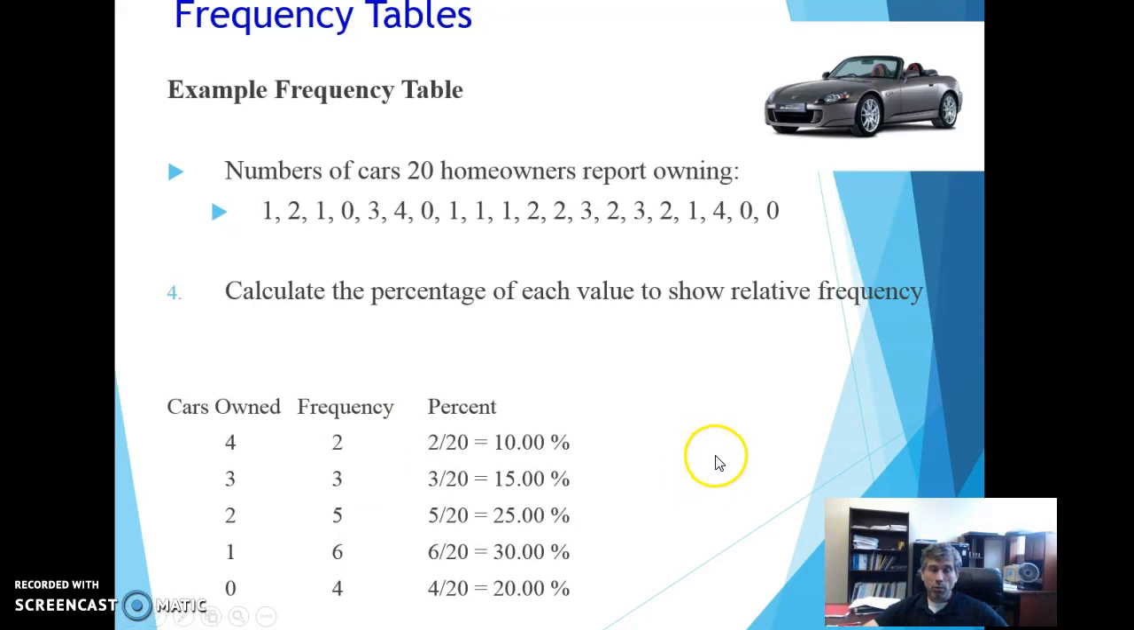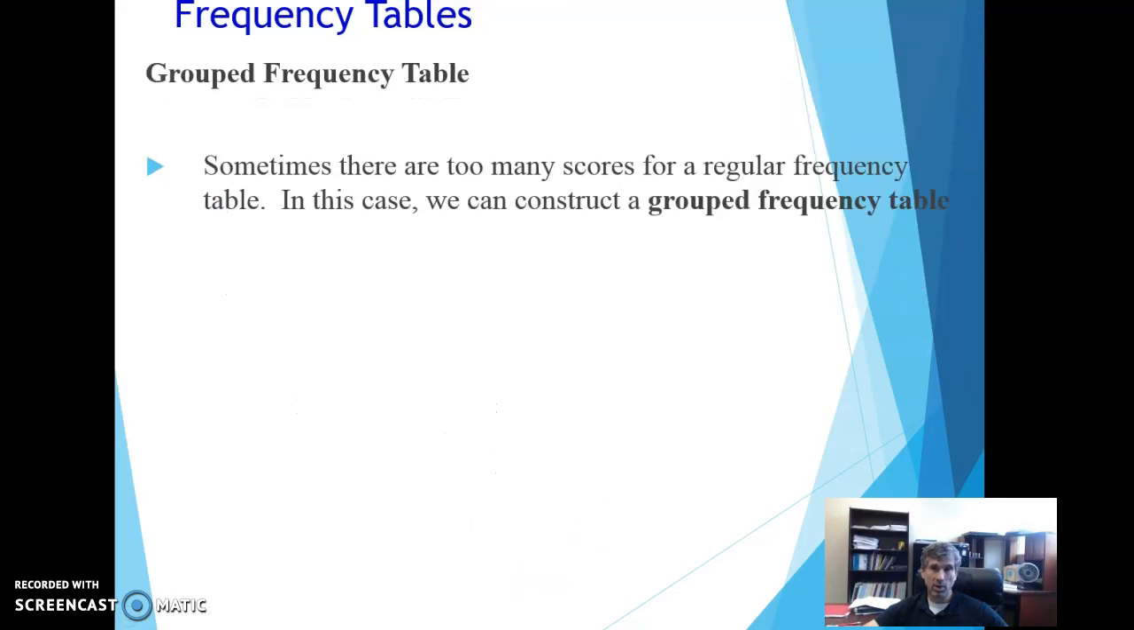And then finally, we calculate the percentage of each value. There are 2 people that own 4 cars in our data set. There's 20 total people. 2 divided by 20, 10% of our data set has a score of 4 cars. 15%, 3, so on and so forth. This standardizes it so we now can, again, have a nice consistent way of assessing how relatively common each score happens to be. So that's a normal frequency table.